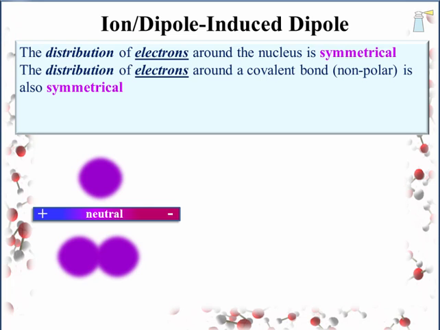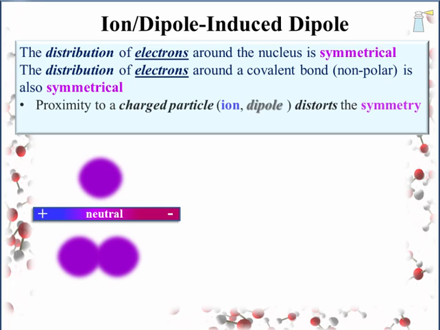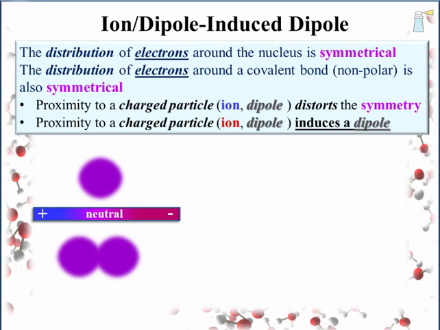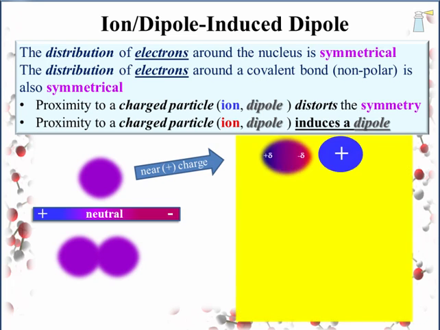Now imagine what would happen if a charged particle is brought near the atom or the covalent bond. Proximity to a charge, be it ion or dipole, distorts the symmetry of the electron cloud. Proximity to a charged particle induces a dipole. For instance, bringing an atom near a positive charge would induce a dipole because the electrons in the atom are attracted to the positively charged particle. The atom would lose its electron symmetry as the side of the atom nearest the charge would become electron heavy and adopt a partial negative charge. The other side of the atom would have fewer electrons than it did prior to the introduction of the positive charge, and therefore adopt a partial positive charge.